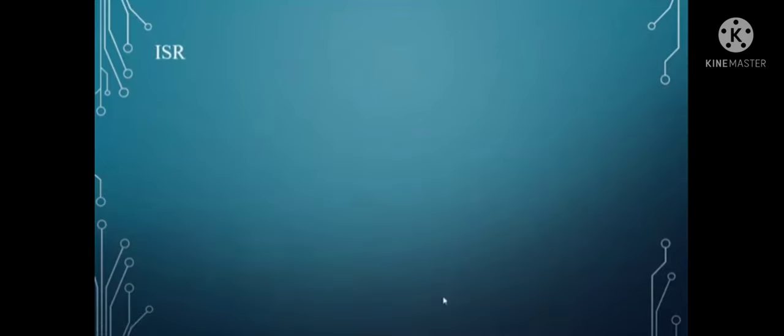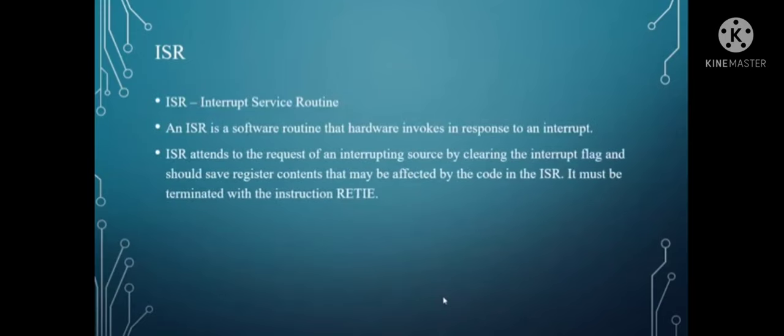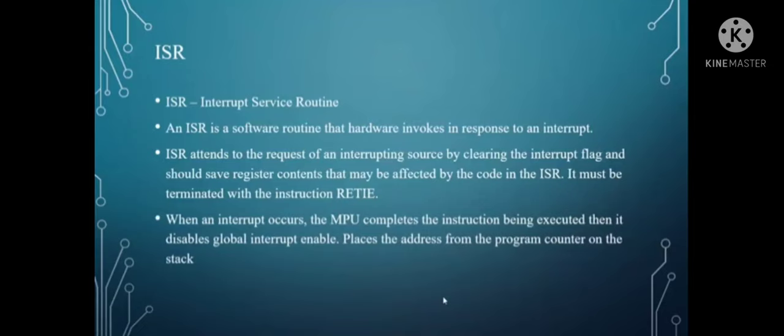Next, ISR. What is ISR? ISR is an interrupt service routine, which is software that hardware invokes in response to an interrupt. ISR attends to the request of an interrupting source by clearing the interrupt flag and should save register contents that may be affected by the code in the ISR. It must be terminated with the return from interrupt instruction, which enables the flag. When an interrupt occurs, the microprocessing unit completes the instruction being executed. Then it disables global interrupt enable, places the address from the program counter on the stack and jumps to the ISR.